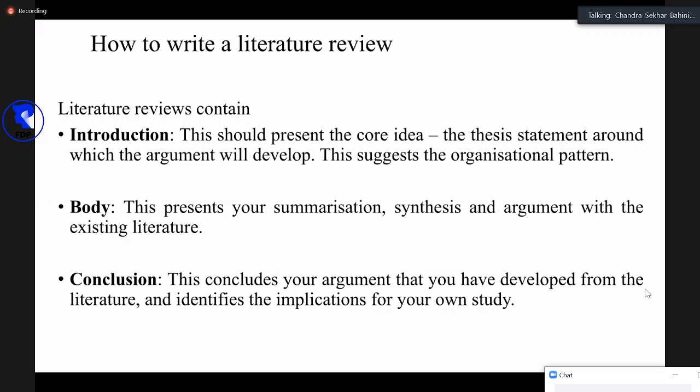Then I come back to the body. This presents your summarization, synthesis, and argument with the existing literature. Then I look at how I can argue with the existing literature. Then I come to the conclusion, where I can conclude. So I start with the argument of whether the contractors and developers are abiding by the government policies. Then I see what is happening in different cities based on the literature. Then I find whether the contractors or builders are obeying or not obeying, why they're not doing that, and what the possible reasons are. So that gives me some idea about the empirical side.